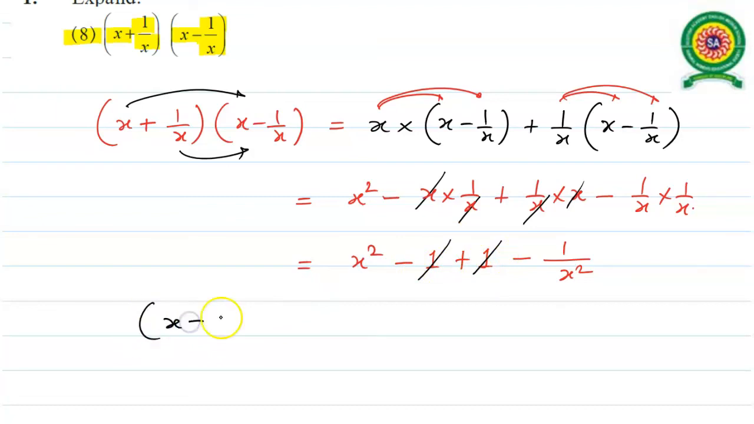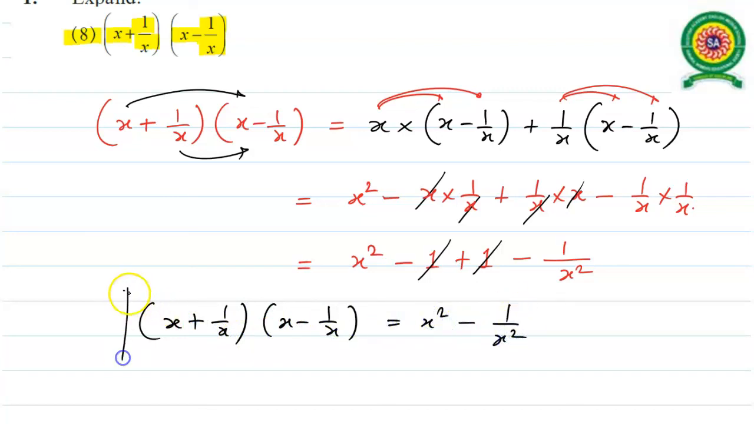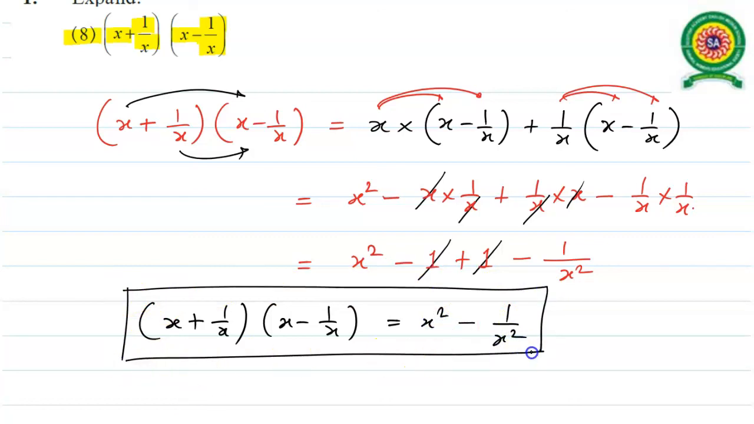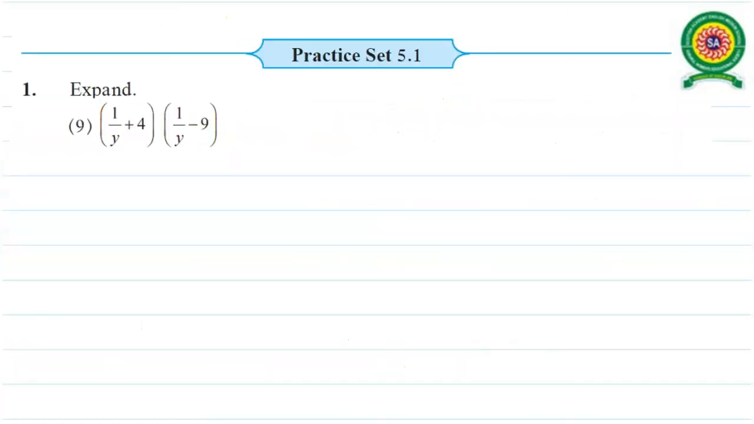So we are having x plus 1 upon x into x minus 1 upon x, that is equal to x square minus 1 upon x square. So this is the expansion which we required. Look at the last question from practice set 5.1, question number 9. Expand 1 upon y plus 4 whole into 1 upon y minus of 9. So now we are having 1 upon y plus 4 whole into 1 upon y minus of 9.